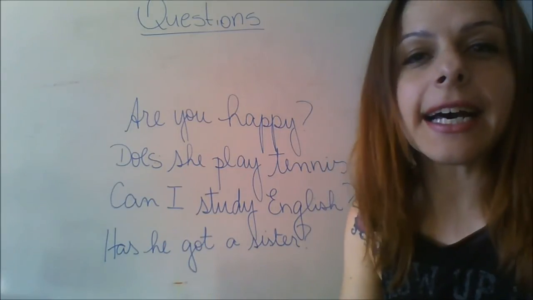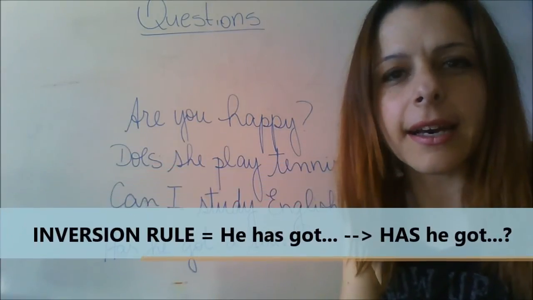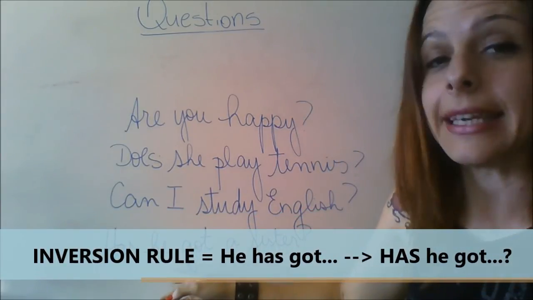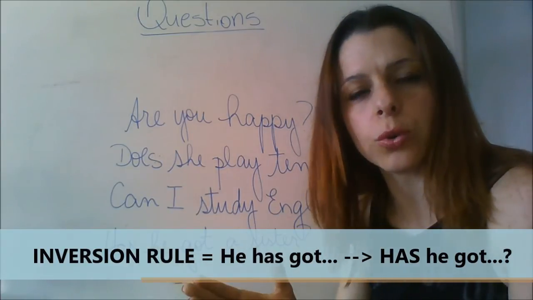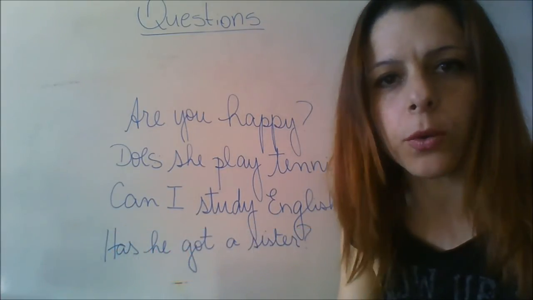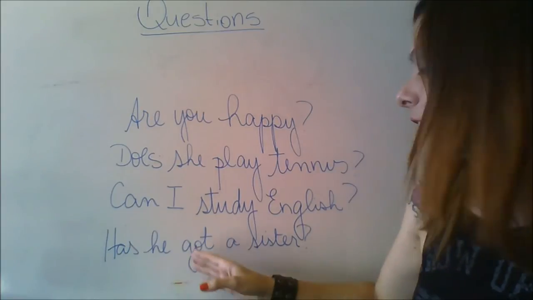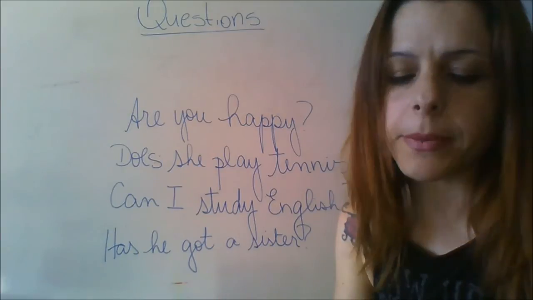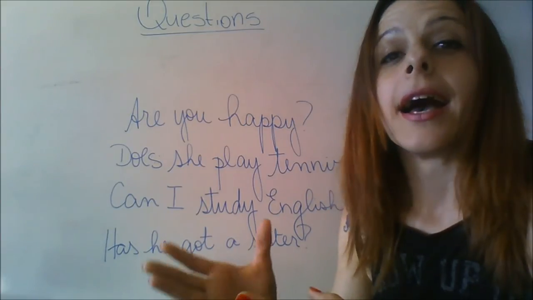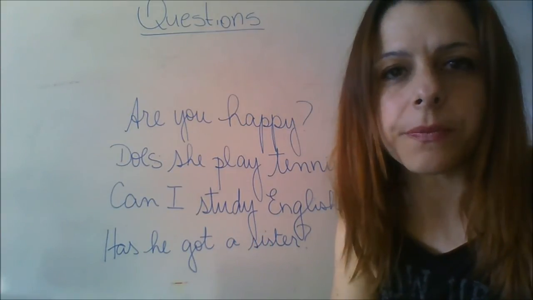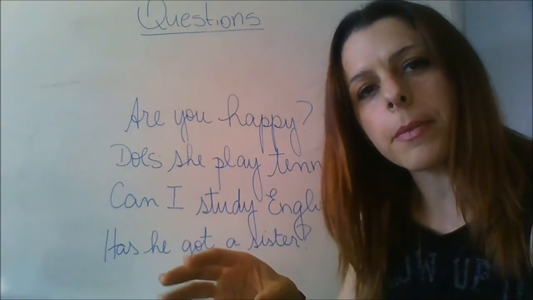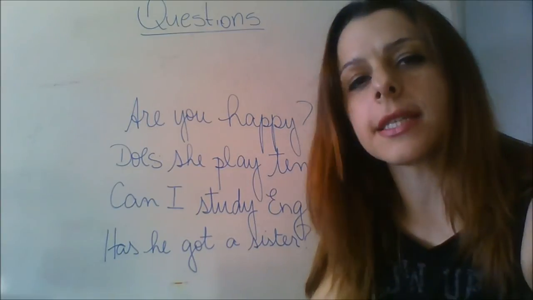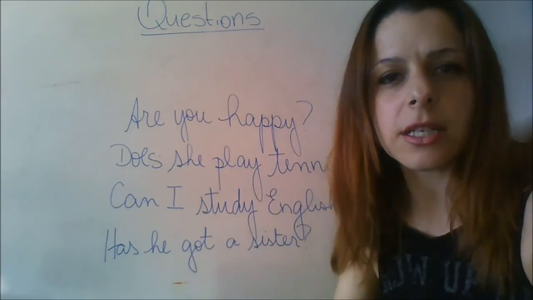And finally, one example with have, in this case has, because I'm using he. So we have to conjugate the verb correctly, okay? Has he got a sister? Again, the affirmative sentence would be he has got a sister. So I take the verb have, in this case has, and put in the beginning of the sentence. Has he got a sister?